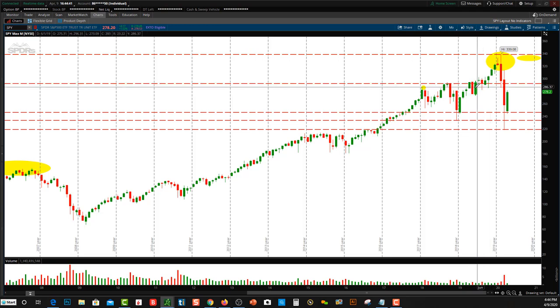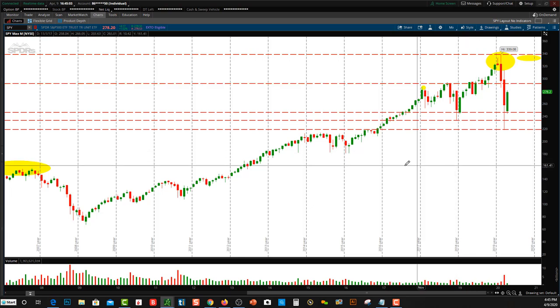It's testing support. Think of resistance as a ceiling. Think of support as a floor, right? If price can't get above the ceiling, it's hitting the ceiling, and it's not coming down. If it breaks above, then that ceiling becomes the floor. You want to see price hold the floor, right? So support, resistance, or buy low, sell high.